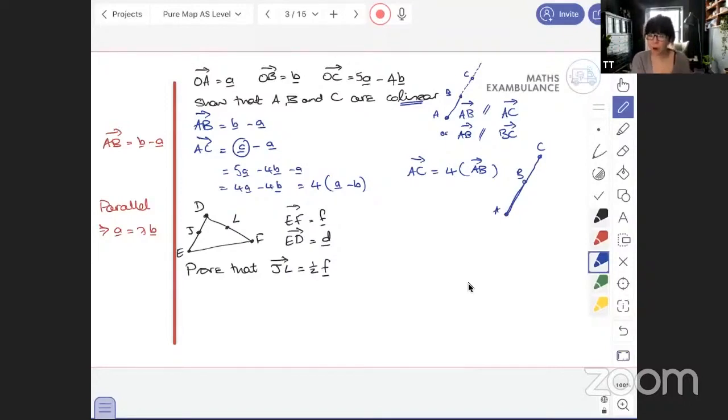So facts-wise, didn't really need to know much at all. Application-wise, it's always difficult and fiddly thinking in 2 dimensions and drawing pictures and knowing what you need to prove.